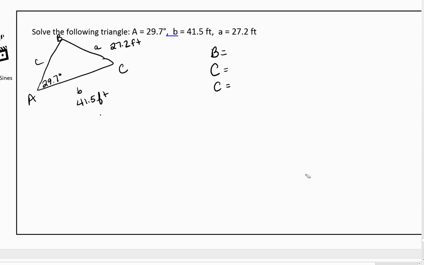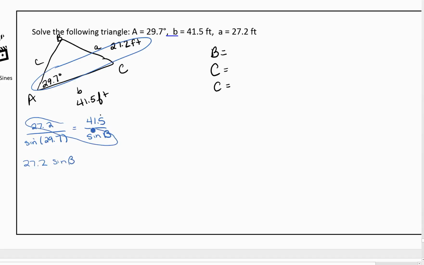Okay, so we're going to set up the law of sines because we have an opposite pair here. So here's our opposite pair. So we're going to say 27.2 over sine of 29.7 equals 41.5 over sine of B. So we're going to do cross multiplication here and solve for sine of B. So 27.2 sine of B equals 41.5 times sine of 29.7.